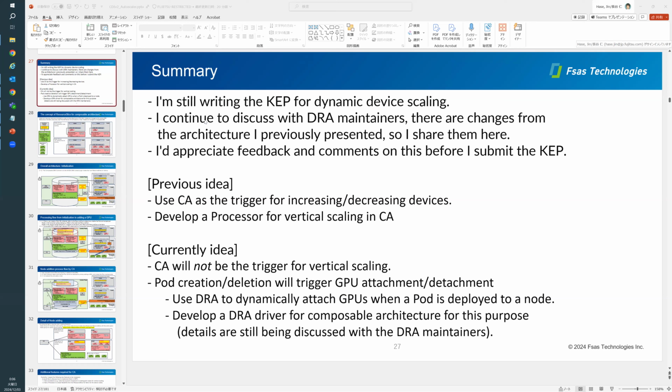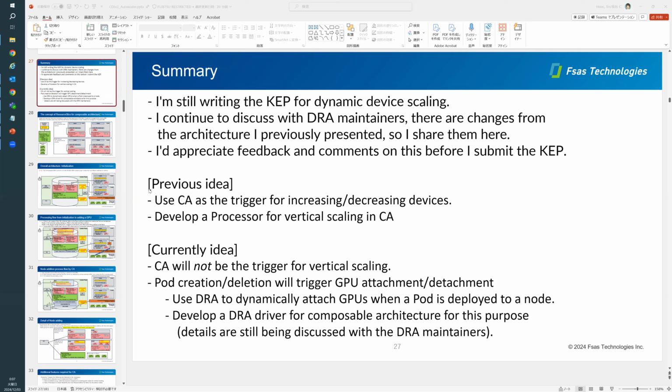Previously, I explained I would like to realize dynamic device steering by using cluster autoscaler and DRA feature. Currently, I'm still writing the KEP for dynamic device steering, and I continue to discuss with DRA maintainer, Patrick. There are changes from the architecture I previously presented in this SIG Autoscaling meeting, so I want to share them here, and I'd appreciate feedback and comments before I submit the KEP.